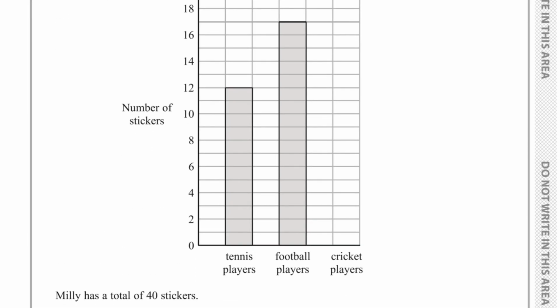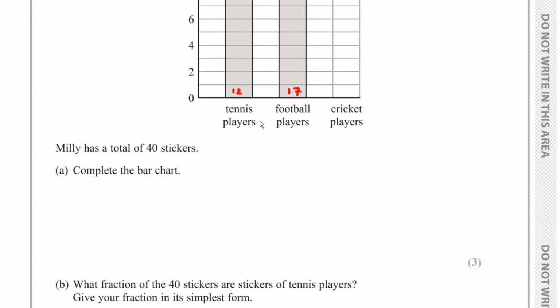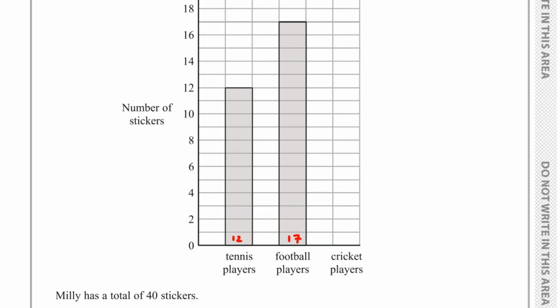So for tennis, we've got 12. For football, we've got 17. So to work out the number for cricket, we would have to do 40, subtract 12 from tennis, subtract 17 for football, and working this out, we get 11. So we have 11 cricket players.